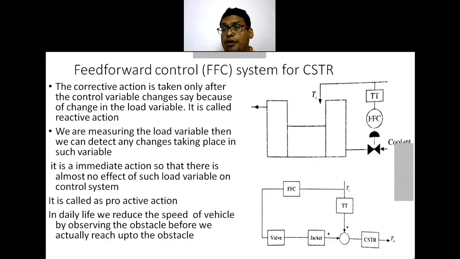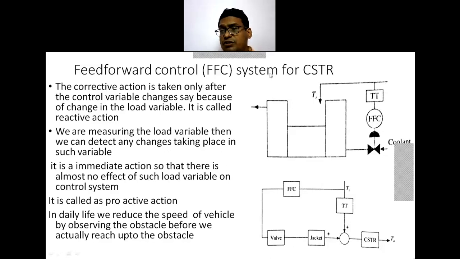Now when you draw a block diagram for this feed forward control system, there is a process. To this process, or the system reactor, this is our reactor, we are adding this flow rate, that is our load variable. This is our load variable that is shown, and its temperature is measured. This temperature measurement gives the signal to the feed forward control. FFC is nothing but the feed forward control system. FC is the feed backward control system.